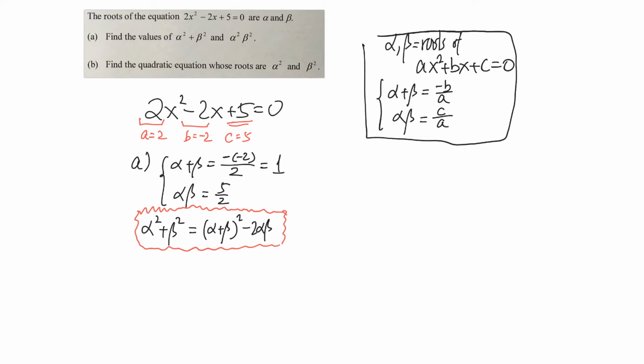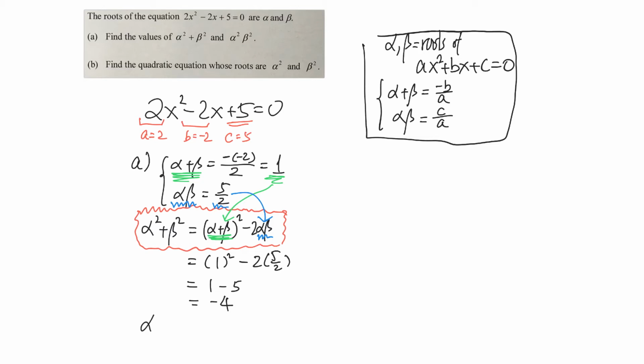So we just substitute here alpha plus beta, which is 1. So we get 1 in, that is 1 squared. And then we have alpha beta here, which is 5 over 2. We get the 5 over 2 here, 2 times 5 over 2. And then that is negative 4.